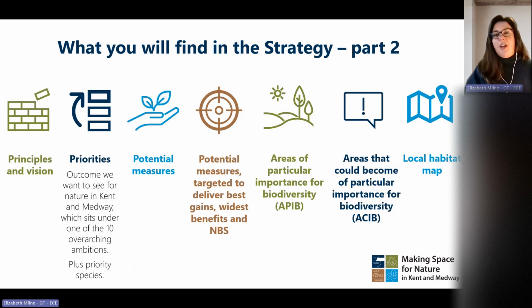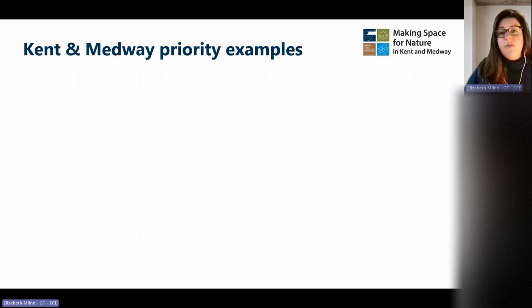So going back to the words though, sitting under the 10 ambitions are more detailed priorities, and those essentially set out the outcome we want to see for nature recovery in Kent and Medway. And in addition to priorities for habitats, we also identify priority species that action should also be focused on. So the priorities were developed with stakeholders through a series of workshops, and these took us to focus on the outcomes that tackled the county's most notable pressures and challenges, and supported delivery of local and national ambitions against our most significant, important and at-risk habitats.